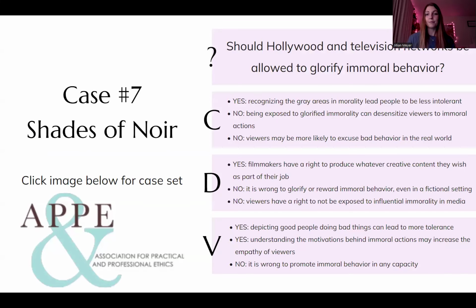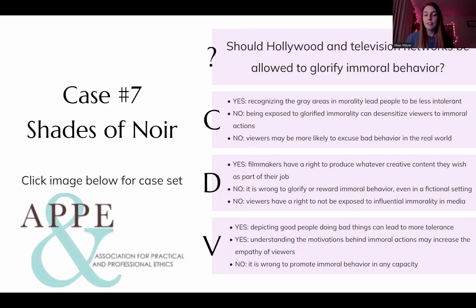So like I said, find this case set. If you have access to this presentation, you can just click the APPE logo. It'll take you right to the PDF. If not, just Google APPE 2024 Intercollegiate Ethics Bowl case set, and you will be able to find it.